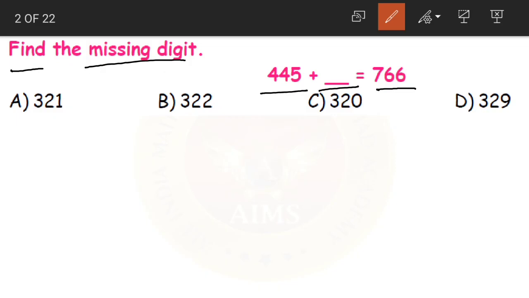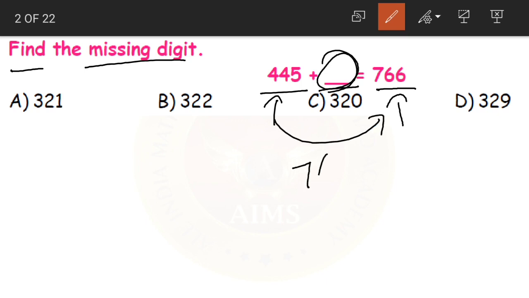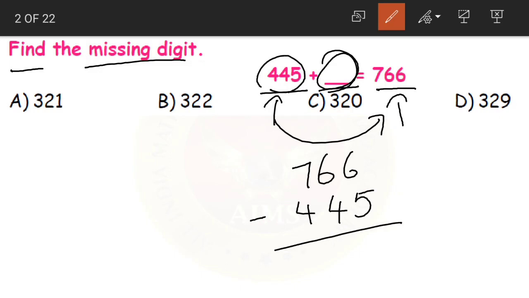See, if you remember this from the previous class, we have one addend and the sum is given. We have to find out the other addend. In these cases, what did we do, children? We subtracted the addend from the sum. 766 minus 445. What should be added to 445 to get 766? So we subtract 445 from 766.